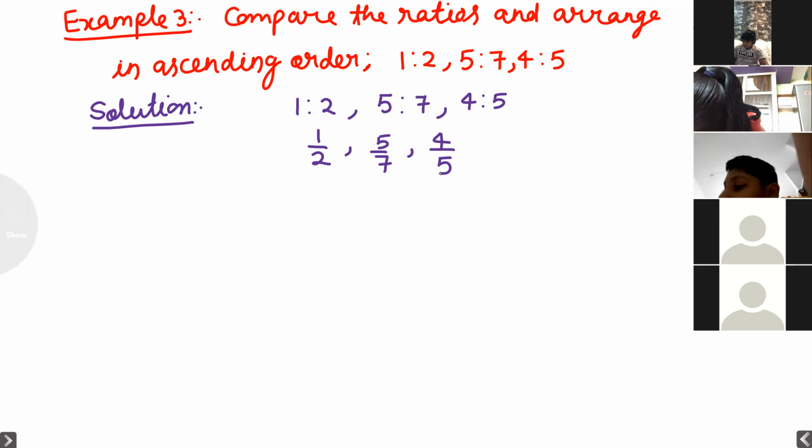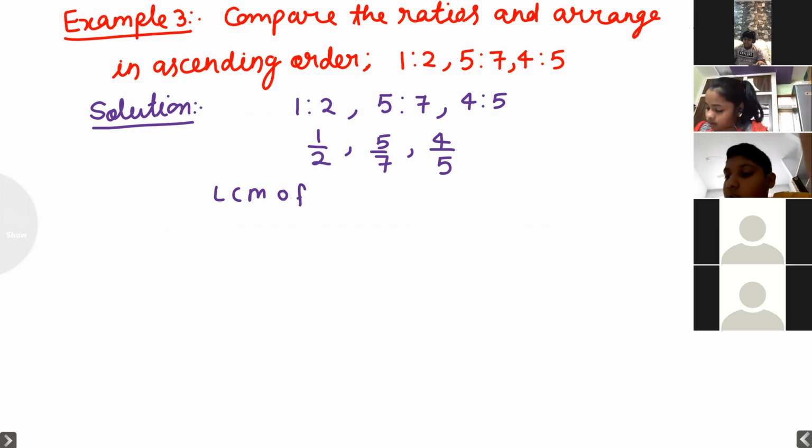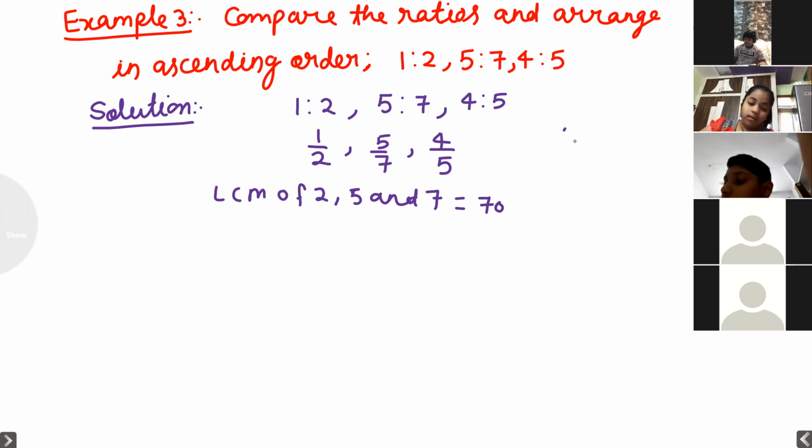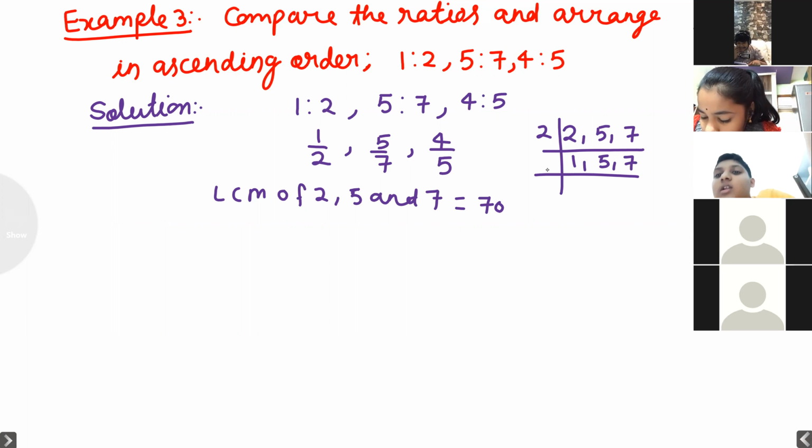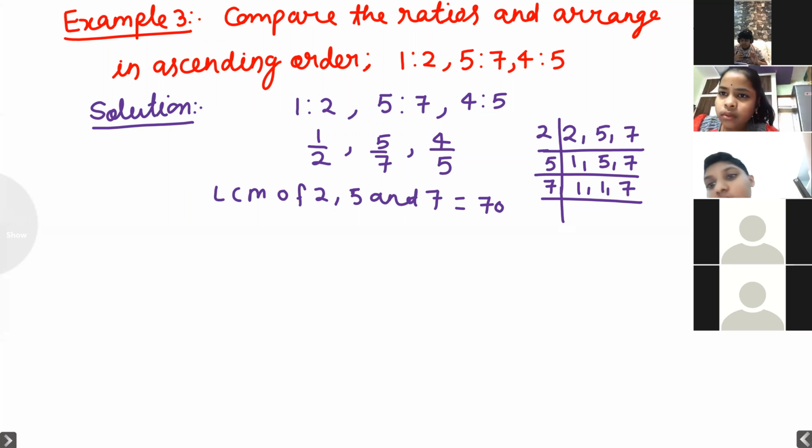I want to take the LCM of the denominators. All denominators are prime numbers. What is the LCM? 70. LCM of 2, 5 and 7 is equal to 70. 2, 5, 7, all are prime numbers. Divide by 2: 1, 5, 7. Divisible by 5: 1, 1, 7. Divisible by 7: 1, 1, 1. What is the LCM? 2 into 5 into 7, 70.